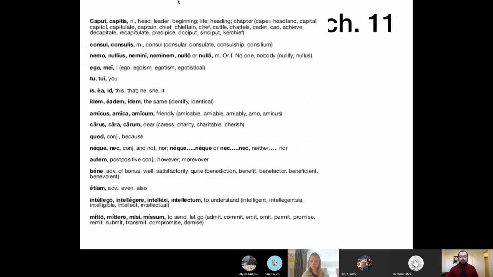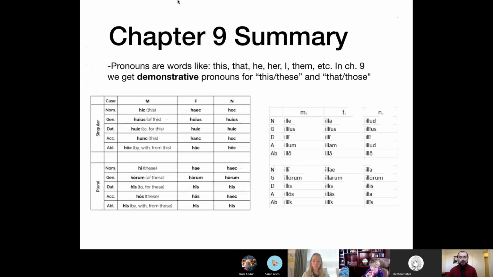All right, chapter 9 summary. This is just going to be taking notes, guys. I'll get through it as quickly as possible. But if you have anything to say, please chime in.